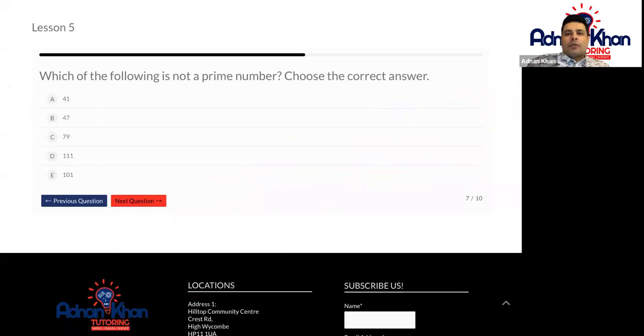Okay, which of the following is not a prime number? So remember that a prime number can only be divided by 1 and itself. A prime number can only be divided by 1 and itself. So in this case, I'll go for D as the actual answer, because 111, there's no other number that can divide into it. So which of the following is not a prime number?